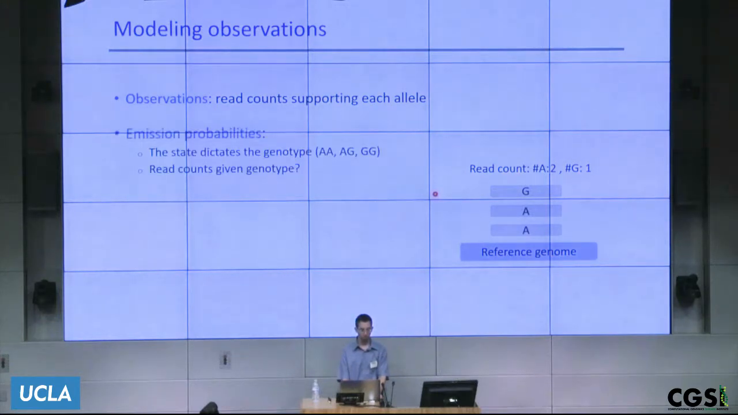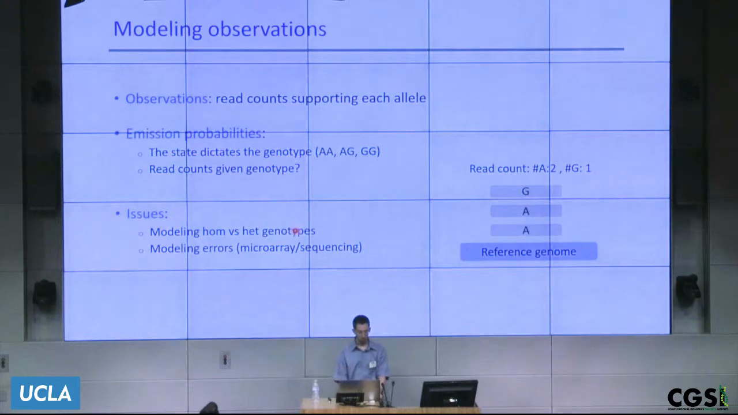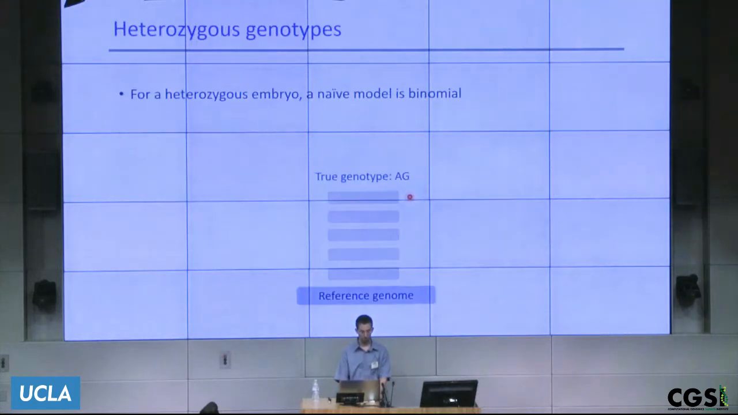And now we need to model the emission probabilities. Once we have the transmission state, we immediately have the genotype for each embryo at each SNP, and the question is how to model the read counts given the genotype. And there are several issues. First, we have to do it separately for homozygous and heterozygous genotypes. And second, we have to model errors in either platform.